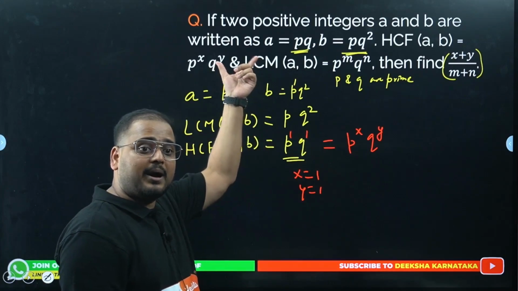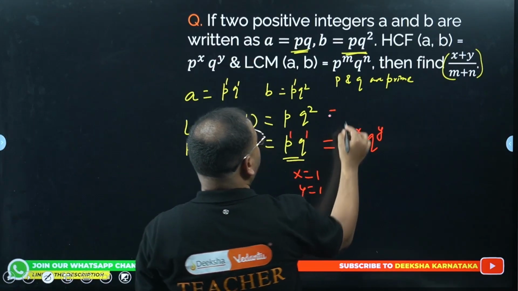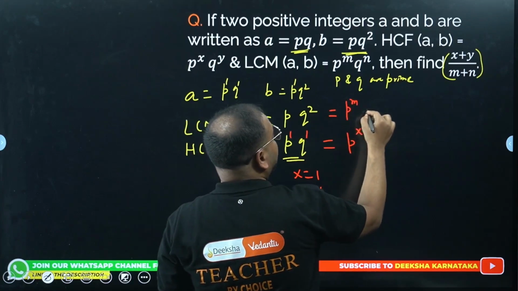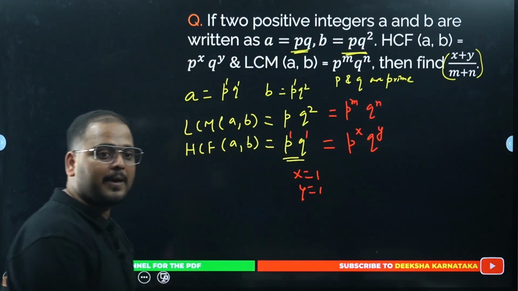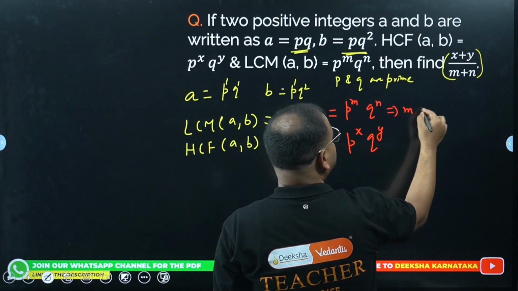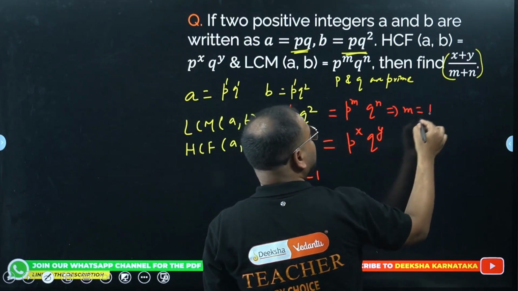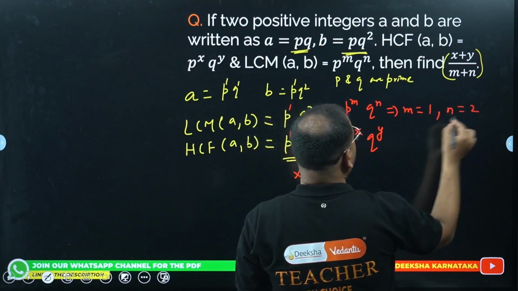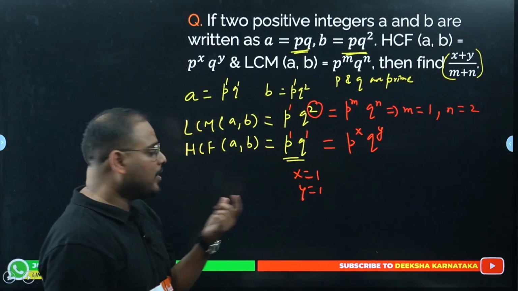HCF is given as P power X Q power Y. LCM is also given. What is LCM given? P power M Q power N. So if you compare from here, what is my M value? Compare. P is 1, P power 1. So M is 1. What is my N value? N value is 2. So M is 1, N is 2, X is 1.